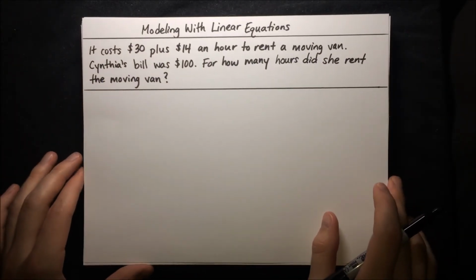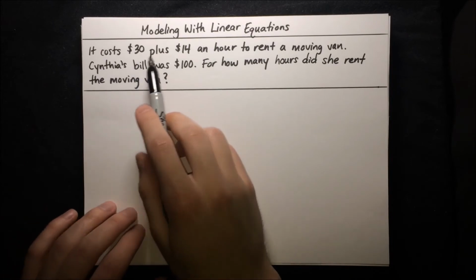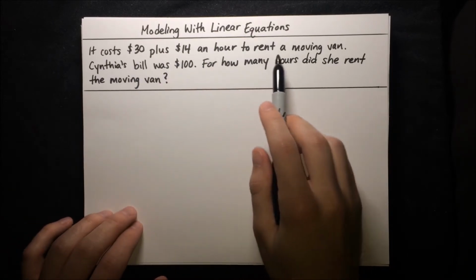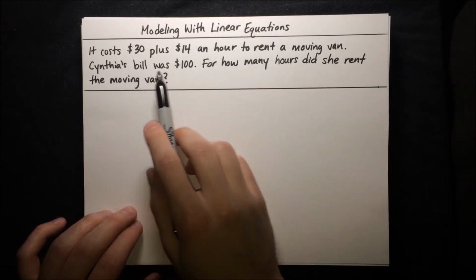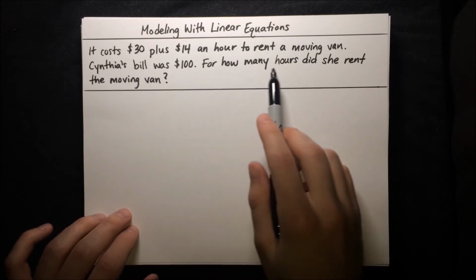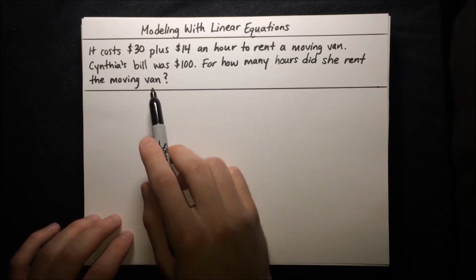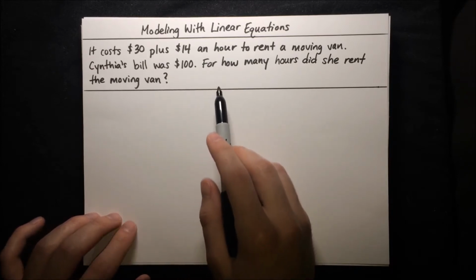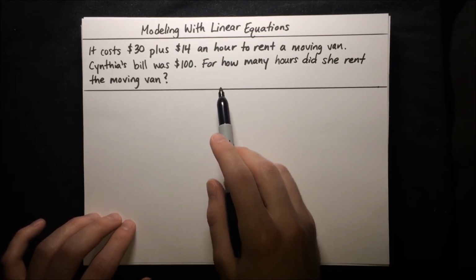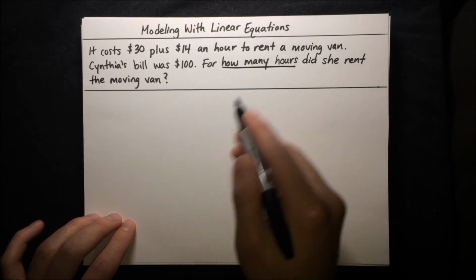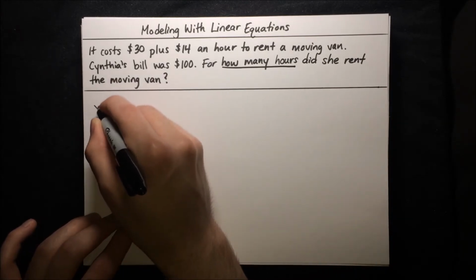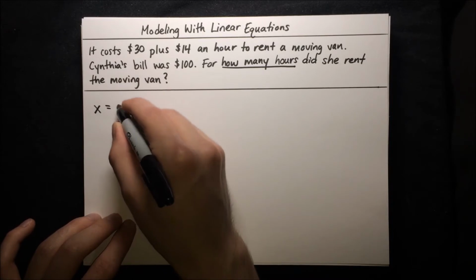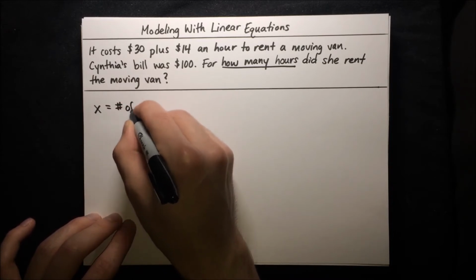Alright, here's another problem. It costs $30 plus $14 an hour to rent a moving van. Cynthia's bill was $100. For how many hours did she rent the moving van? Alright, so this is going to be a problem that we can again use a linear equation to solve. First of all, let's assign our variable. How many hours? Let's let that be x. So x equals number of hours.